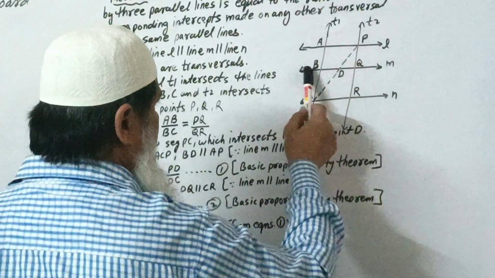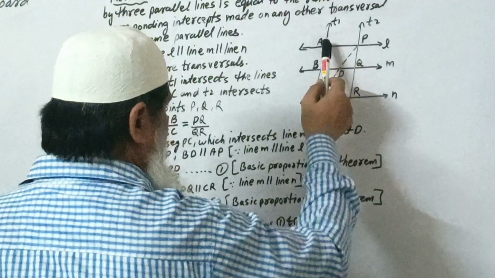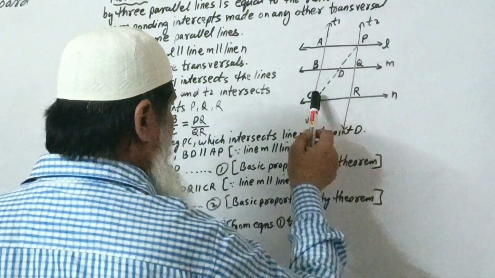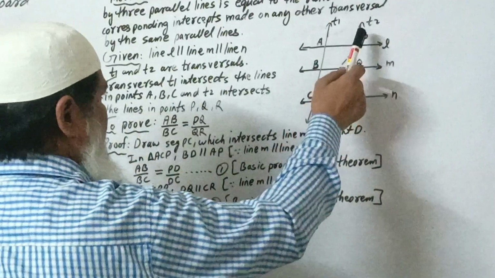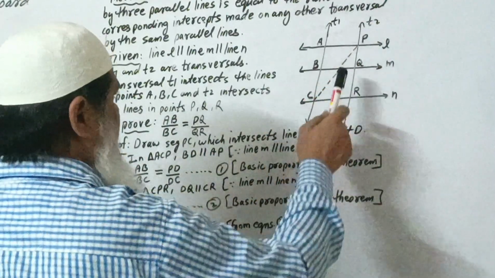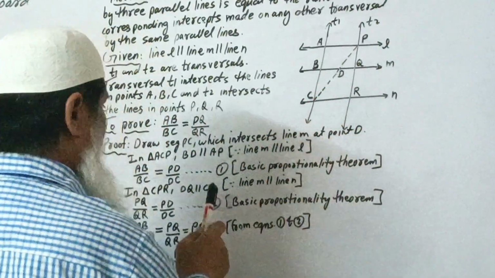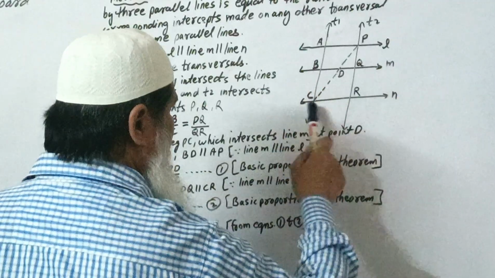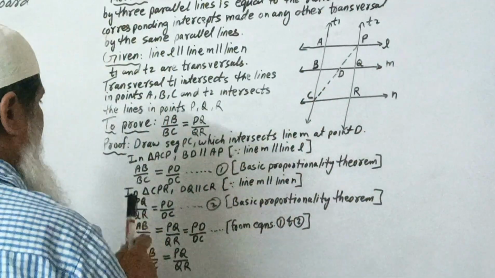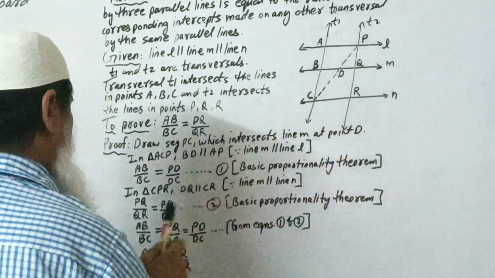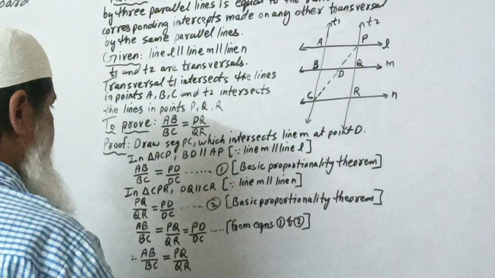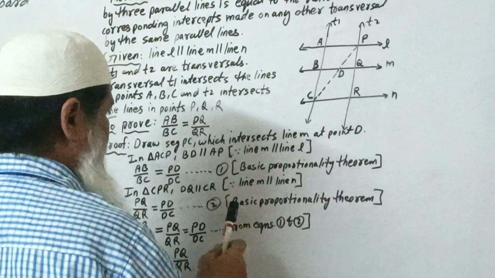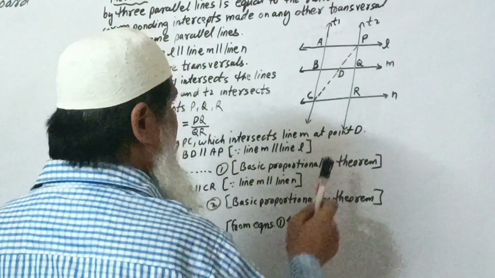In triangle ACP, BD is parallel to PQ, then AB upon BC is equal to PD upon DC, basic proportionality theorem. In triangle CPR, DQ is parallel to CR. Since line M is parallel to line N, then PQ upon QR is equal to PD upon DC. Equation number 2, basic proportionality theorem.